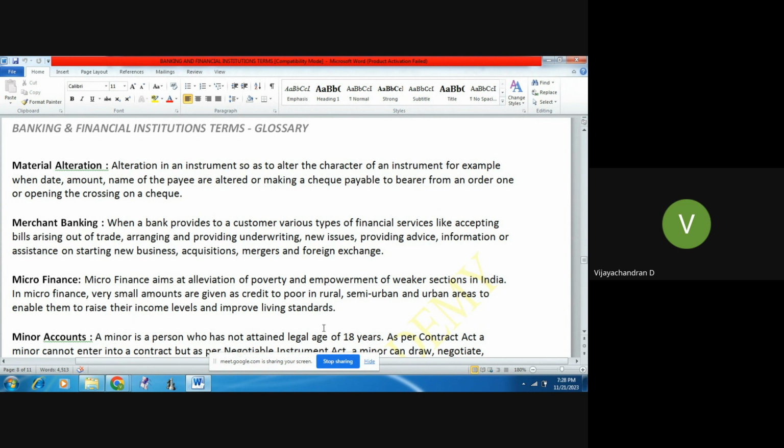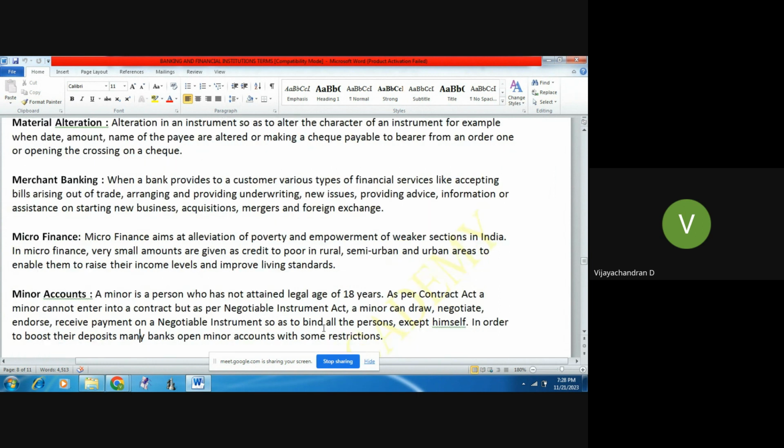Information assistance. They will arrange loans, mergers, acquisitions. Every corporate assistance will be done by the merchant bank. I told you venture capital and other things will be assisted by the merchant bank. But in your examination, they are asking this point. So I will ask one thing.